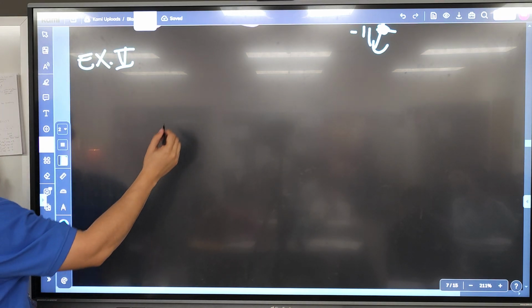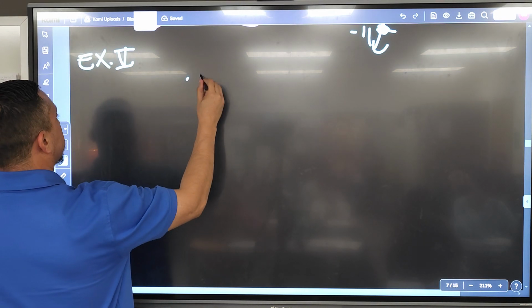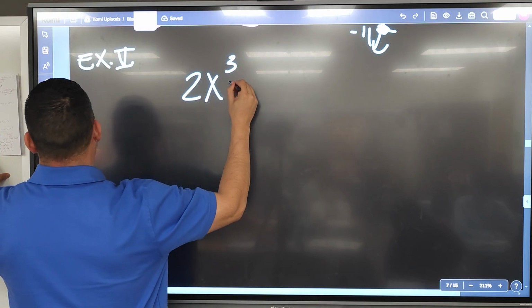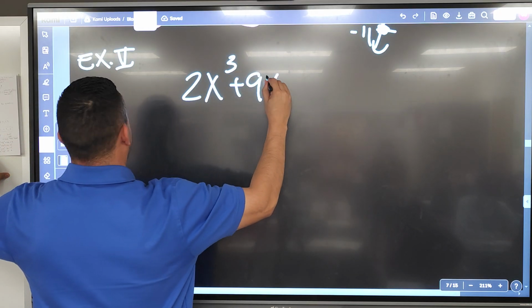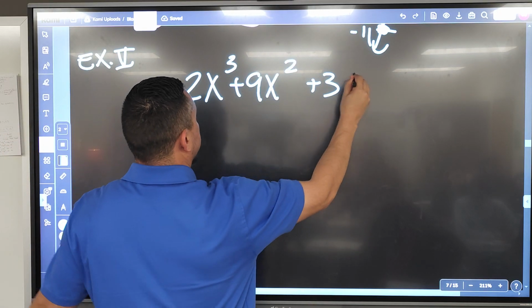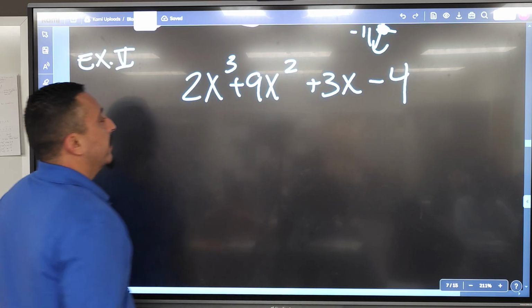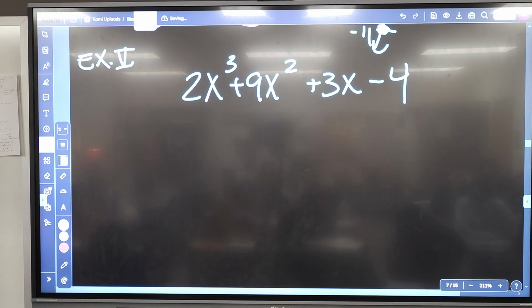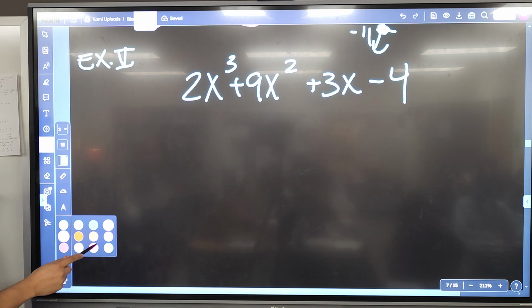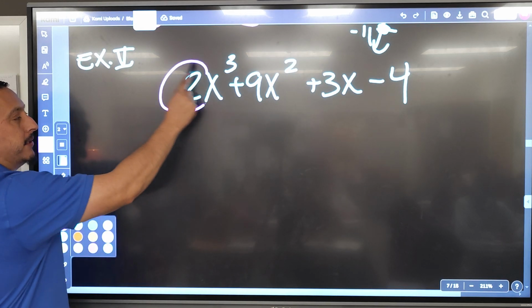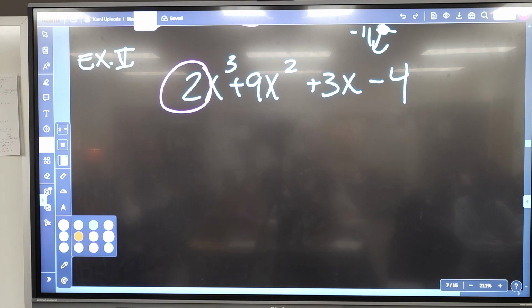So, 2x cubed plus 9x squared plus 3x minus 4. So what's different, and this brings it to a different category, a little bit harder, not a lot, just a little bit, is that the leading coefficient's not a 1. It's just like when you factor, you know when that was in a 1, it changes it a little bit.